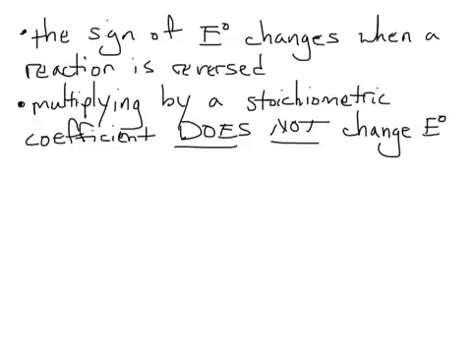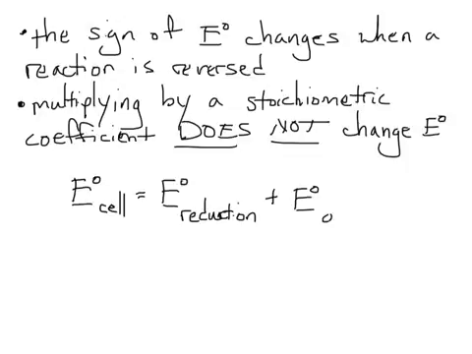Okay, that leads us to one very handy equation. The potential of the cell is equal to the standard potential of the reduction plus the standard potential of the oxidation. So literally just adding them both together. That's something very simple that most students don't make mistakes on. All you have to do is look up the potential of your reduction and the potential of your oxidation, and combine them, and you get the overall potential of the cell. Let's take a look at an example of that in action.